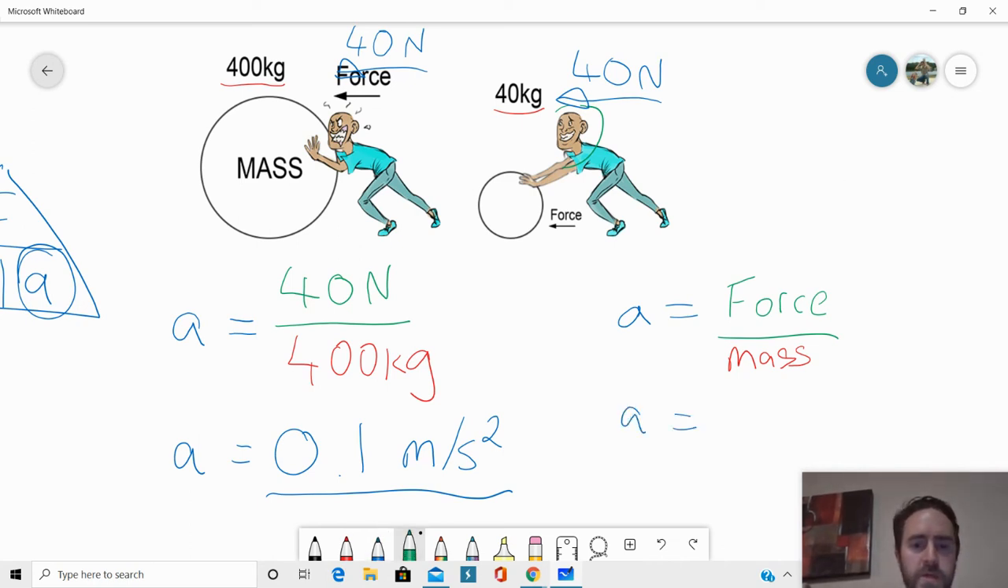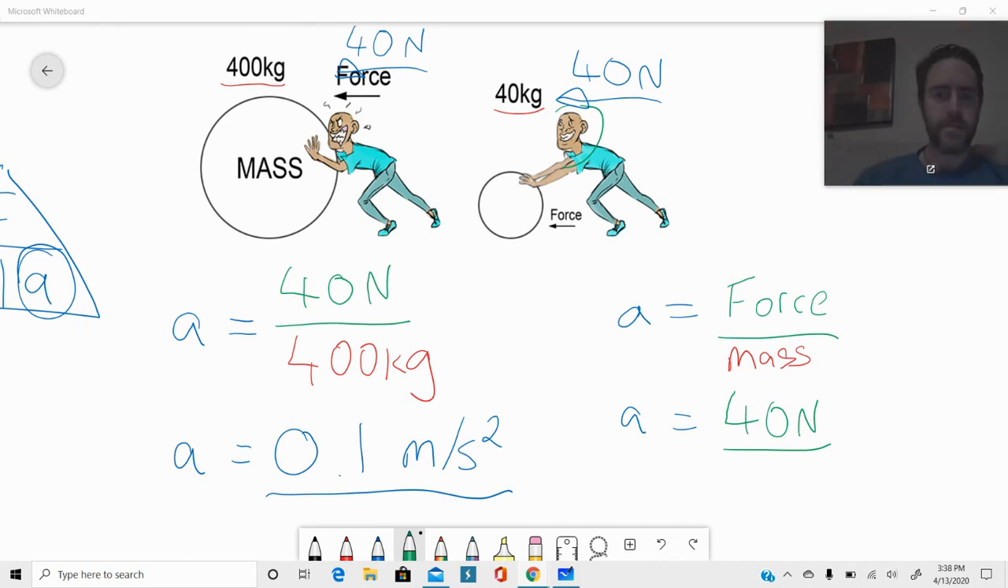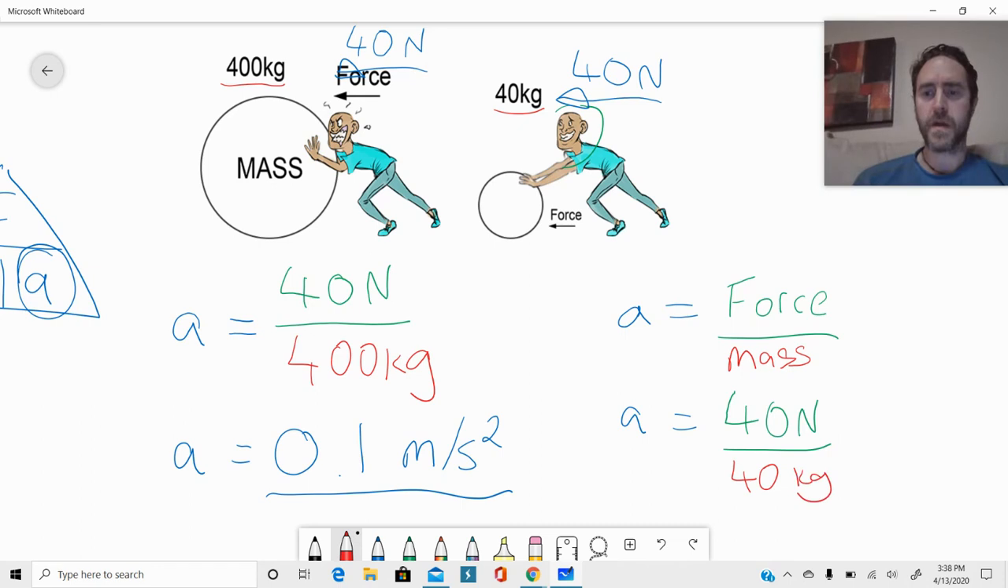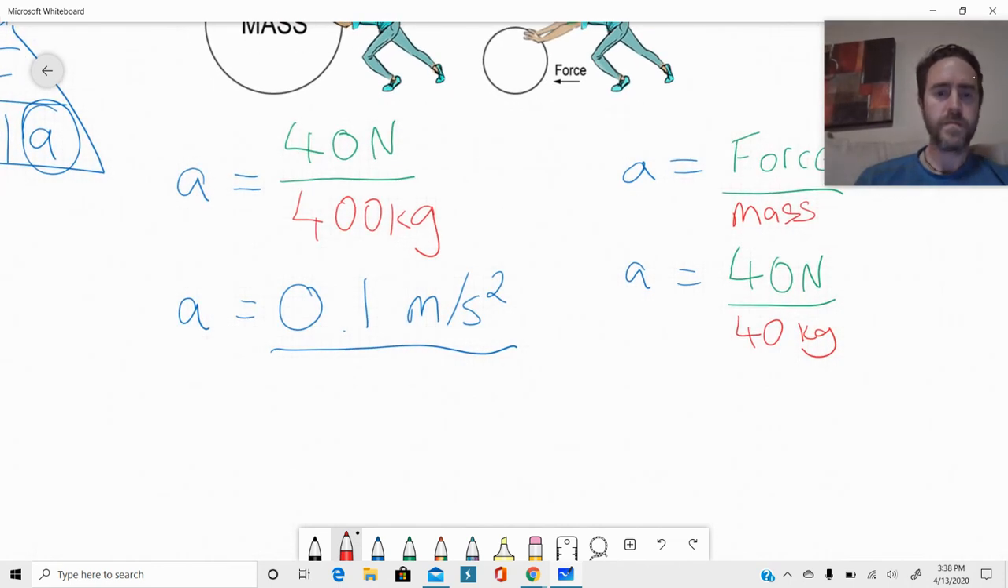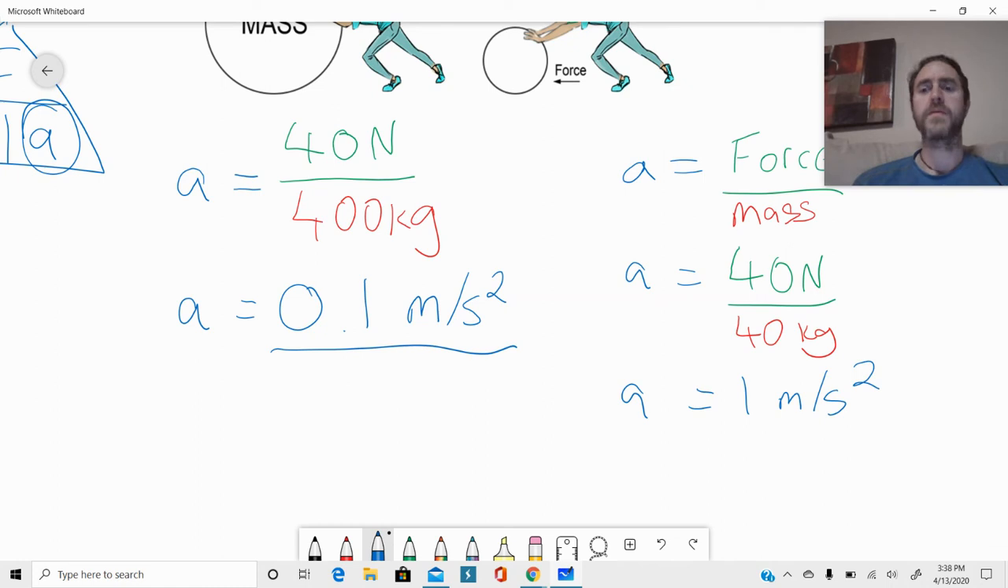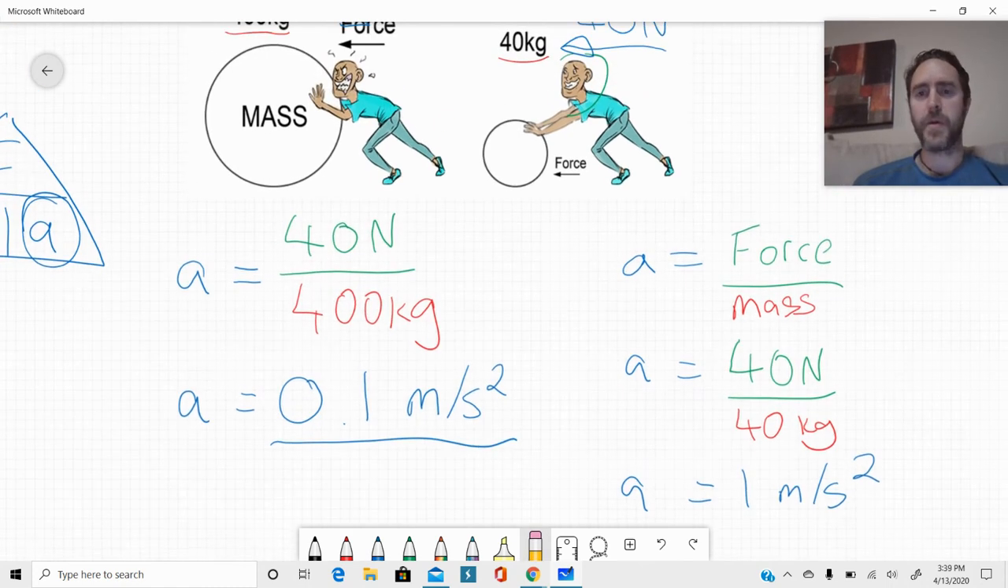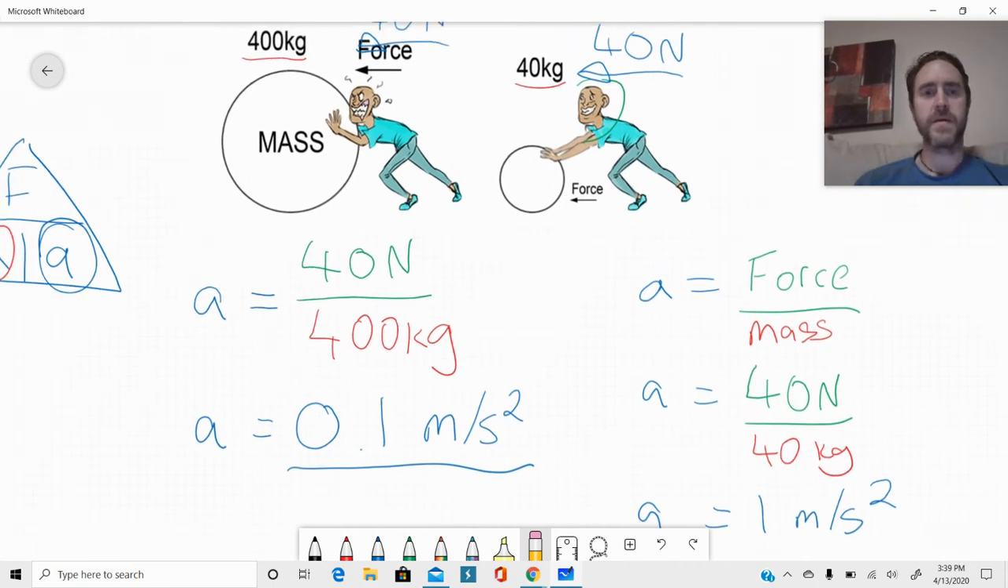So acceleration equals, we said 40 newtons divided by a mass of just 40 kilograms this time. And that's pretty simple calculation. Acceleration equals 1 meter per second squared. Okay, so not exactly fast, but a lot faster than this side.